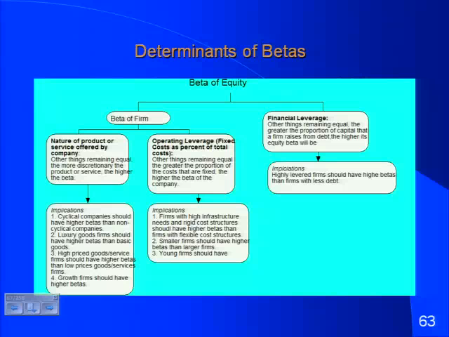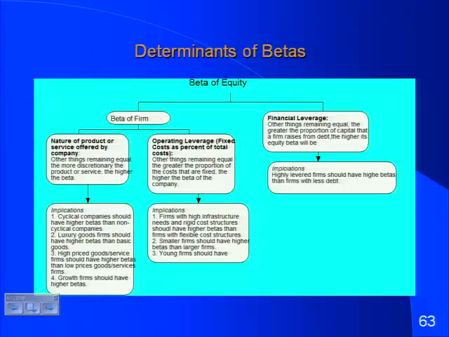Know what I mean by discretionary? If your customers can live without your product, they can delay buying it, they can defer buying it, you should have a higher beta than if they absolutely need the product. In econ classes, we have a different term for this, right? Discretionary, what do we use to measure that? Elasticity of demand. Basically, I'm saying if you have a product or service with elastic demand, you should have high betas. If it's inelastic demand, you should have low betas.